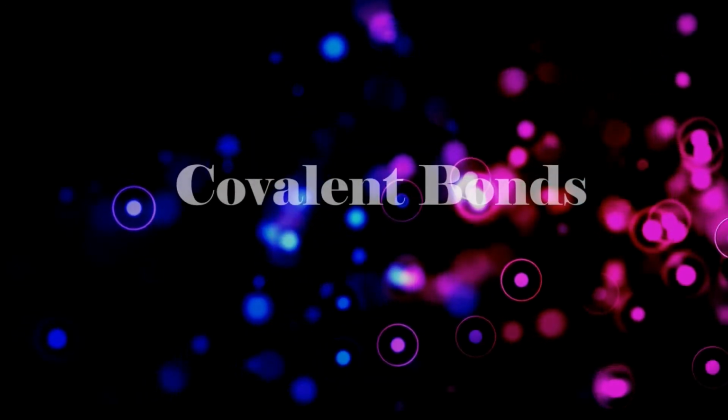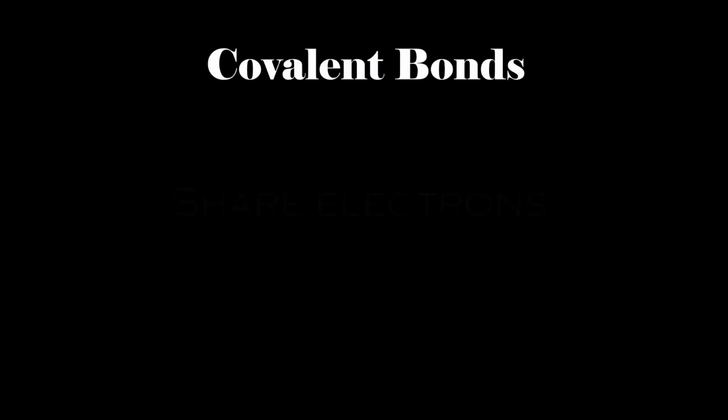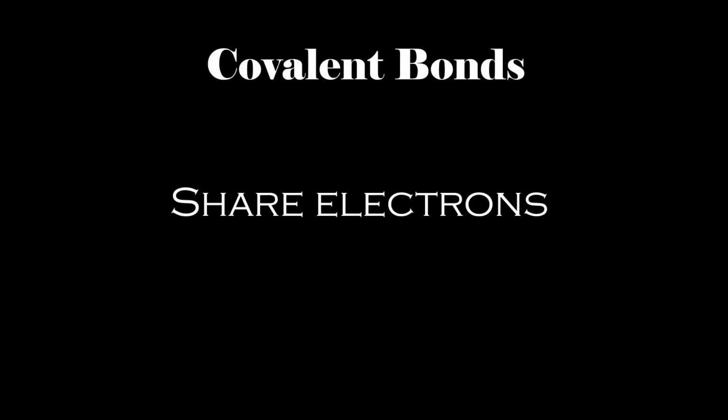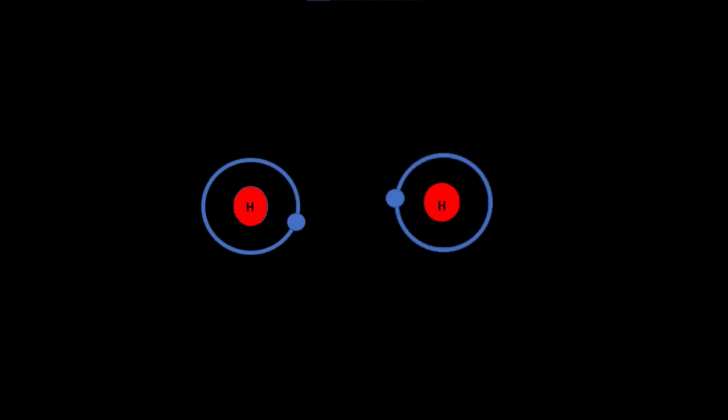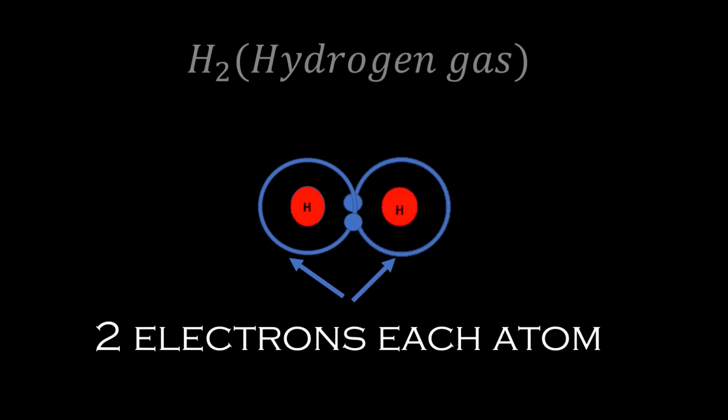Now we have covalent bonds. Unlike ionic bonds, covalent bonds form by sharing electrons with each other. For example, this is a hydrogen atom and this is also a hydrogen atom. These 2 electrons come closer to each other, filling each other's valence shell. Now, if we count the number of electrons in its atom, it's 2. And the other atom, it's 2. So everyone is happy. This compound is known as hydrogen gas or H2.